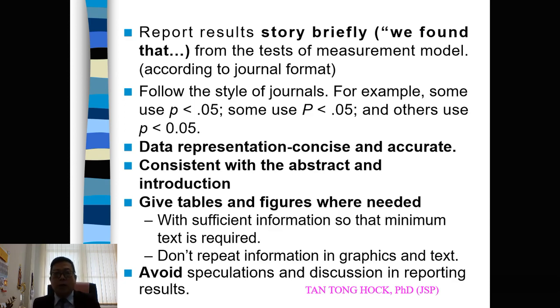For example, some journals need you to use the symbol of alpha less than 0.05, or some use the capital P less than 0.05, and others use the small letter p less than 0.05. So you have to follow the format of the journal. Okay, the data representation must be concise and accurate, so consistent with the abstract and introduction.